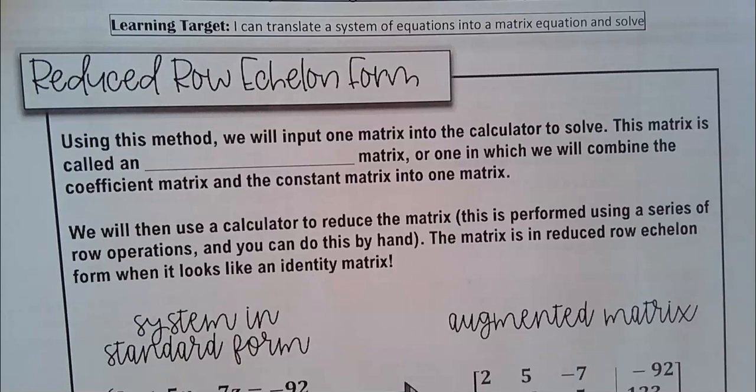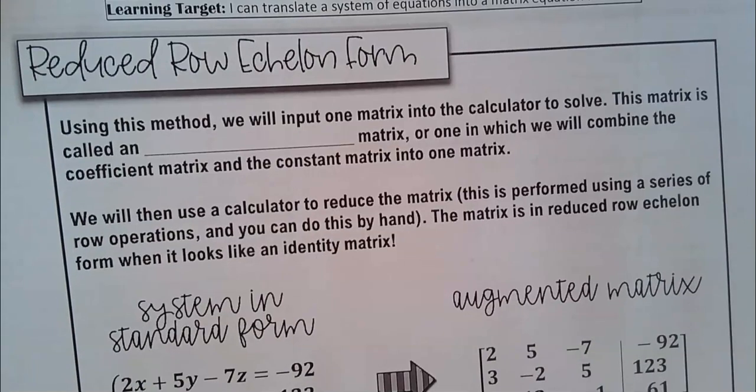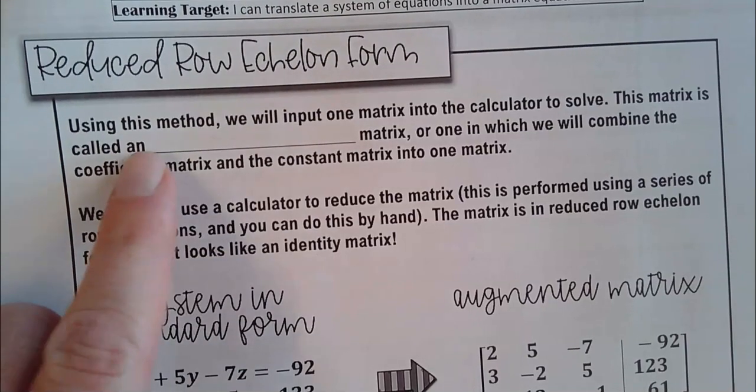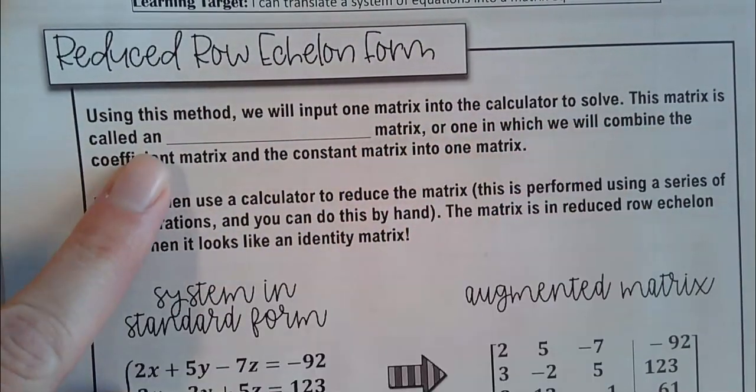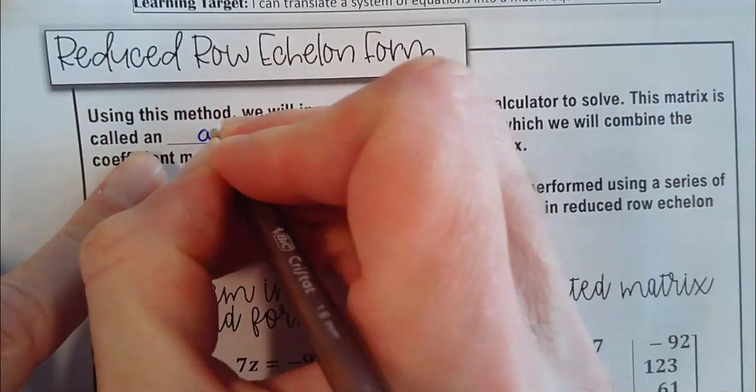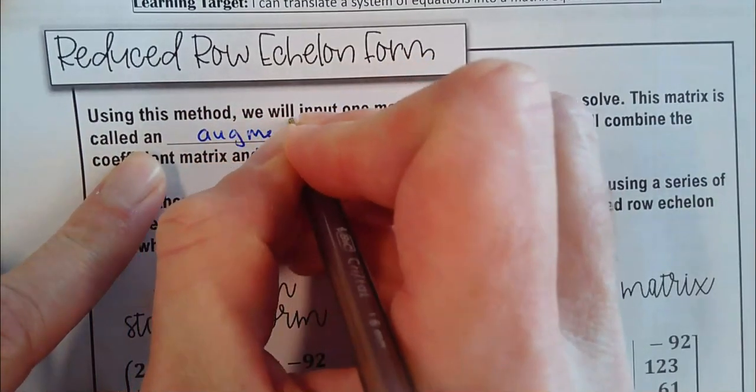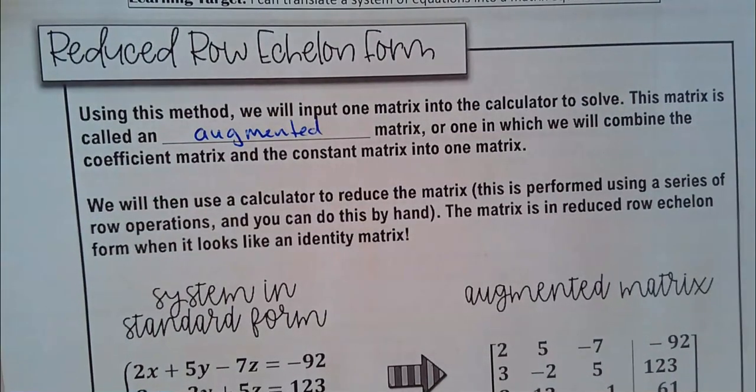Because at some point, if you keep going in math, you'll have to solve these by hand, which is easier than doing. So solving a matrix by hand is easier than solving what we've been doing by hand. It's just a matter of keeping it all straight. Using this method, we will input one matrix into our calculator to solve it. The matrix is called an augmented matrix.